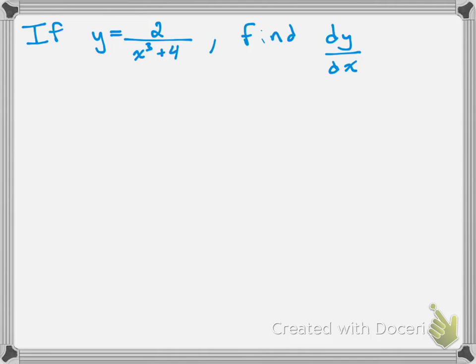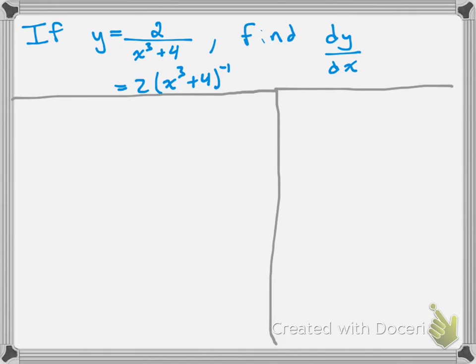Well, I want you to notice that x cubed plus 4 is on the bottom of like a fraction, right? So I want to bring it to the top and give it a negative exponent. So how would we do that? Well, we get 2 times x cubed plus 4 to the power of negative 1. Now it might be a little bit more clear how this is a composite function.